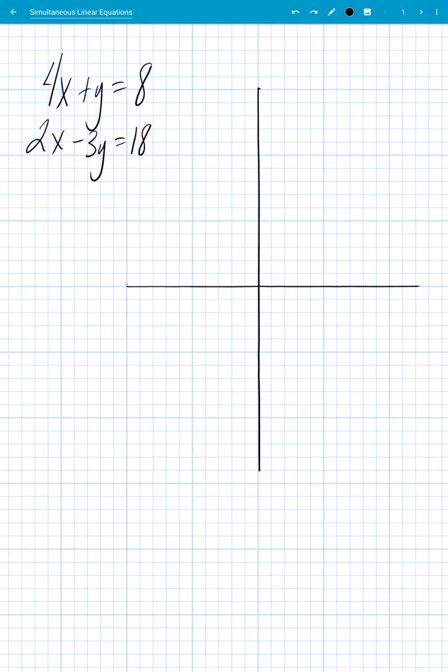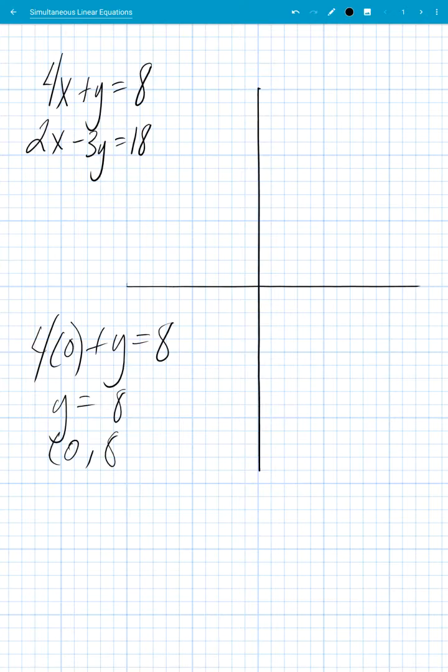So at x equals 0, I write that in, 4 times 0 plus y equals 8. Well, that just tells me that y is equal to 8. So I have the point on this first line, 0, 8. So I can graph that here. So that's 0, and then up here is 5, 6, 7, 8. There's a point right there.